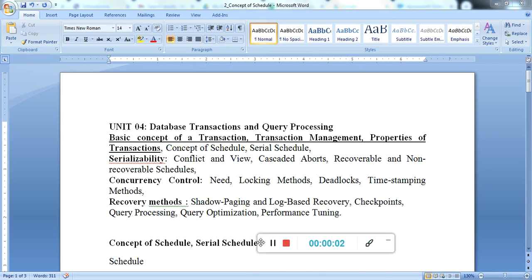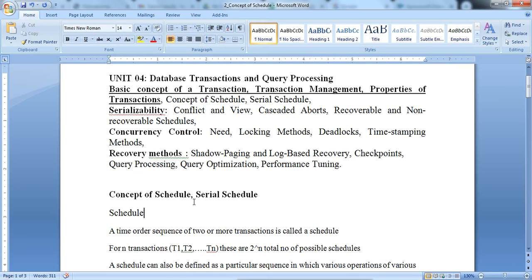Hello everyone. Now in this lecture we will learn about the concept of schedule. What is a schedule in a database management system?